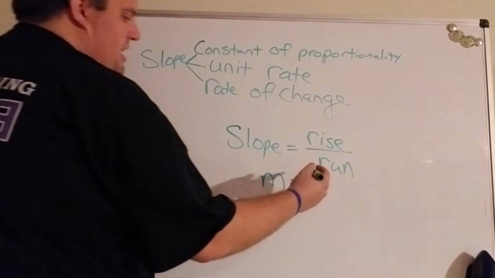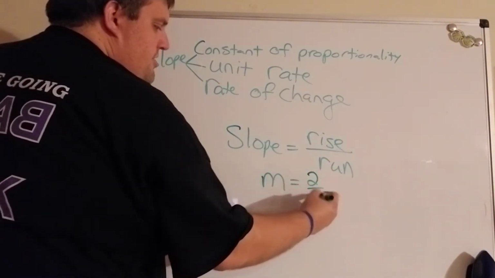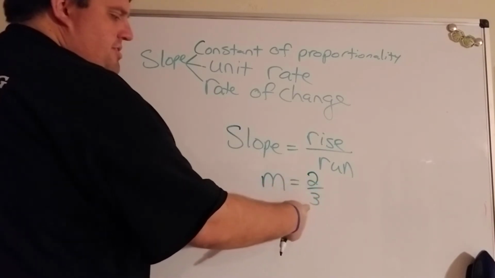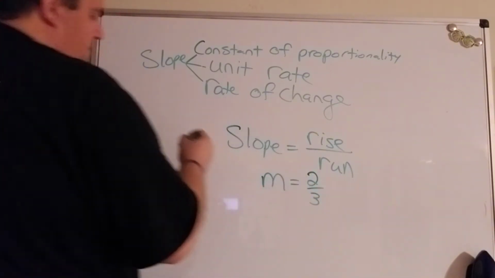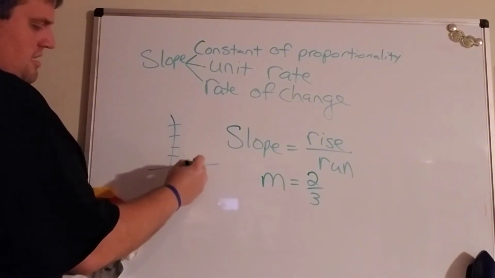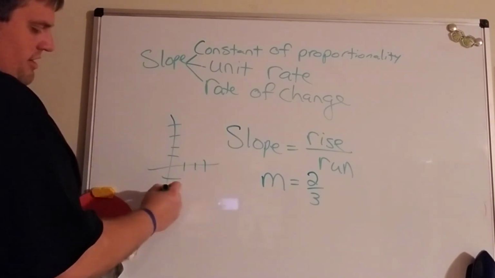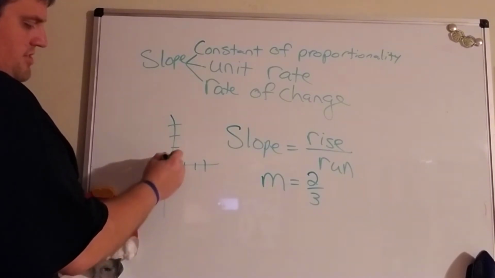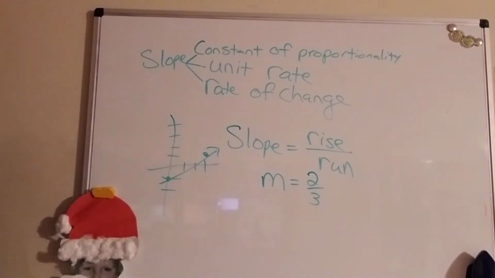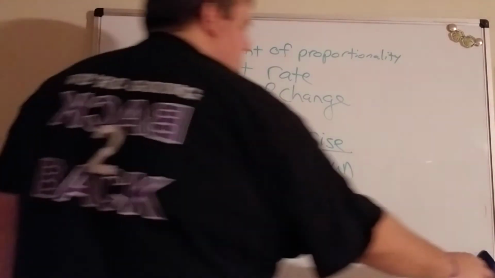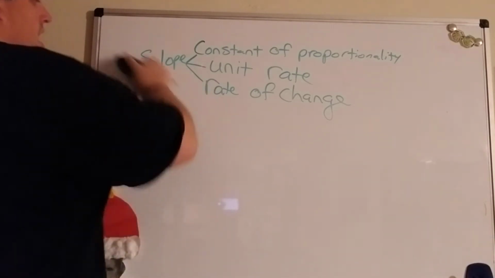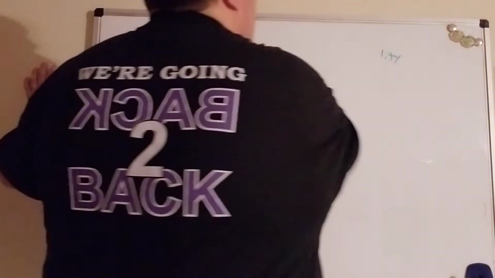So if my slope was 2/3, let's say, that means that it rises 2 and runs 3. So on a graph, it would do something like, let's say I had a point here, rise 2, run 3, right? That's what my line would look like. So no matter what your slope is, it's going to be that idea of rise over run. And all of those ideas are important.